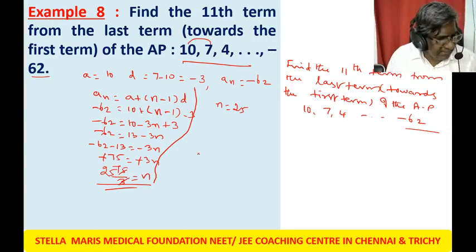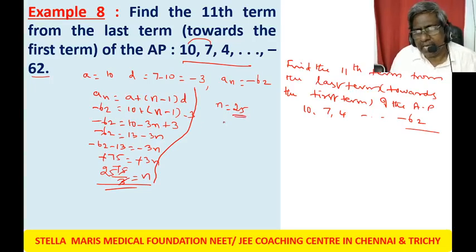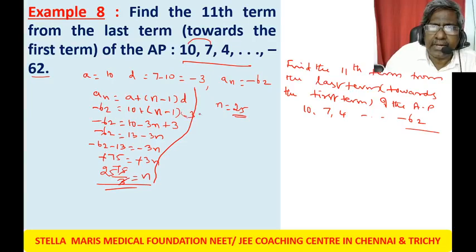Babu, now the role of 11. They are asking you to find the 11th term. First, total terms is how much? 25. That 11th term should be from the last term. So from last to first, totally 25 terms. They are coming in reverse from 25. So which term will come, you have to find. That will be 25 minus 11, which gives you 14. Then 14 plus 1. The 11th term from the last term will be the 15th term.